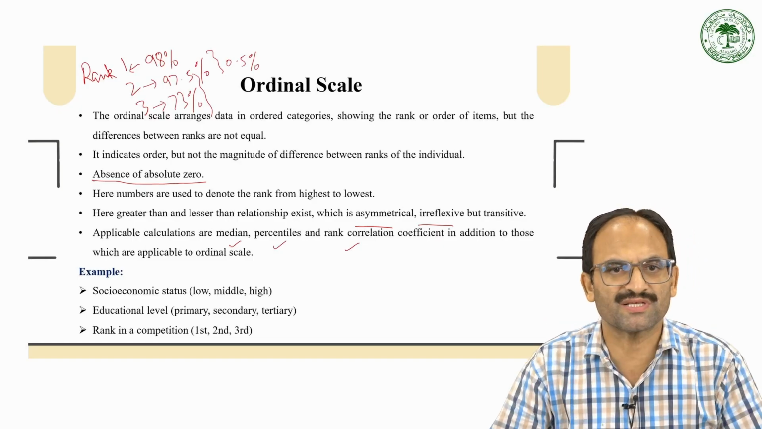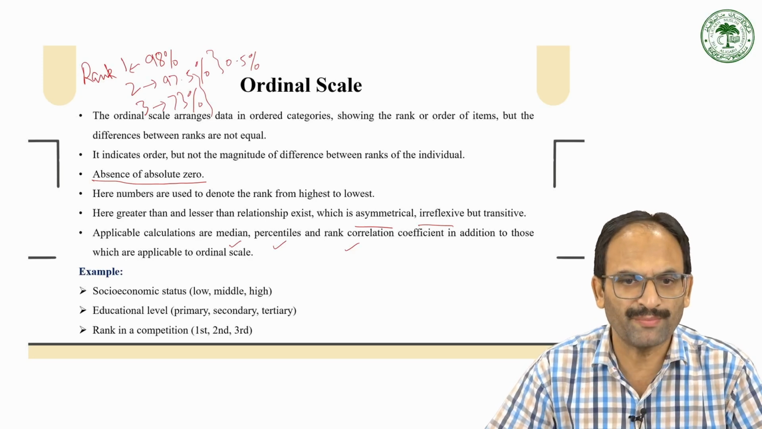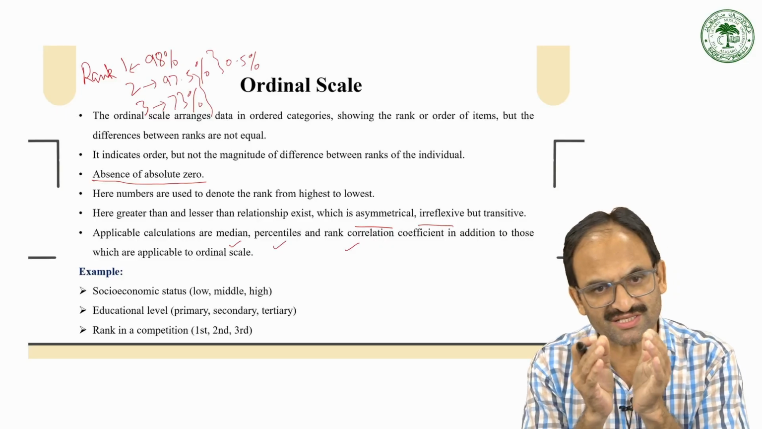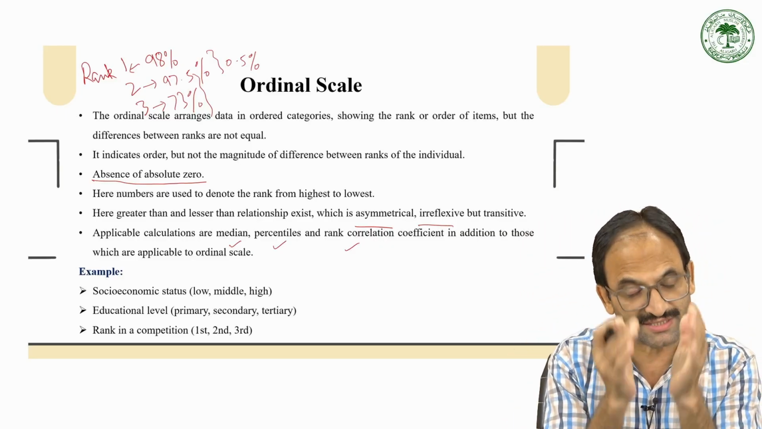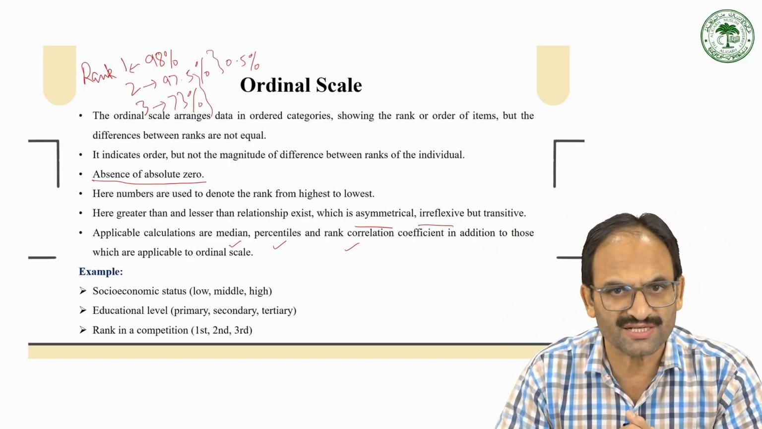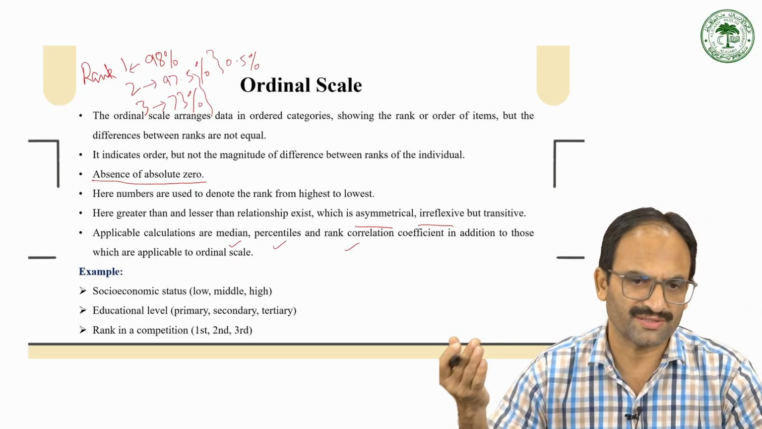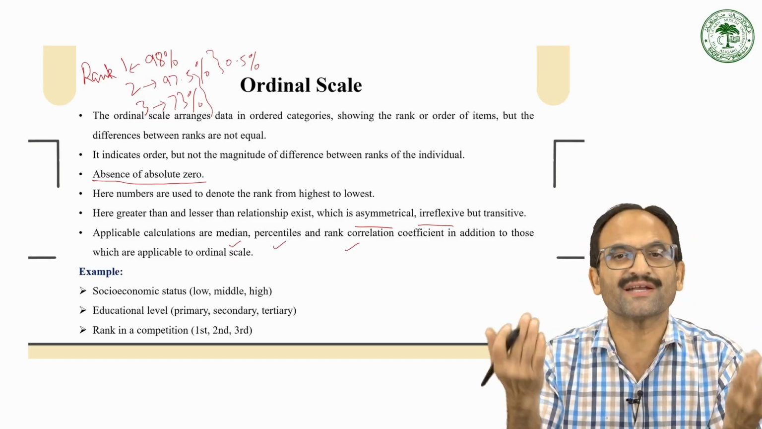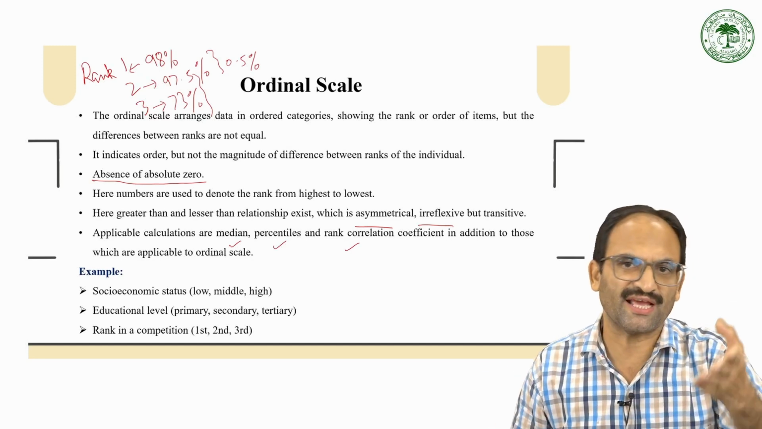So some examples you can see. Socioeconomic status of some people: low, middle and higher. But how much difference is there between lower and middle class is not necessarily the same as the difference between middle and higher level. So socioeconomic status comes under the category of ordinal scale. Educational level, I mean, someone has got only primary education, someone has got secondary education, someone has got tertiary education. Again, it is a level, it is based on ordinal scale, and rank in some competition, that I have explained.